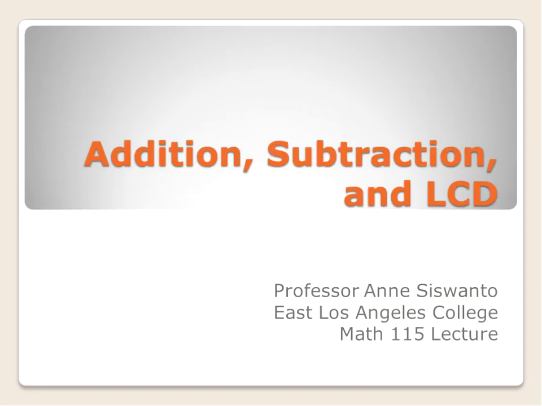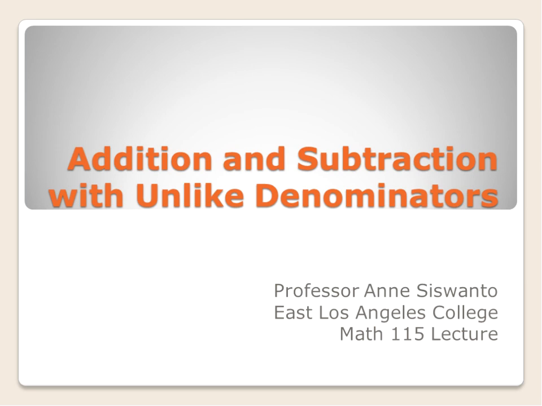So let's save this. Okay. And let's move on to 6.4. So we're done with 6.3. Addition, subtraction, and LCD. So we added and subtracted fractions, rational expressions with equal denominators. So now is 6.4. Addition and subtraction with unlike denominators. So we're going to have to find the LCD in this case. So this is 6.4. Right?